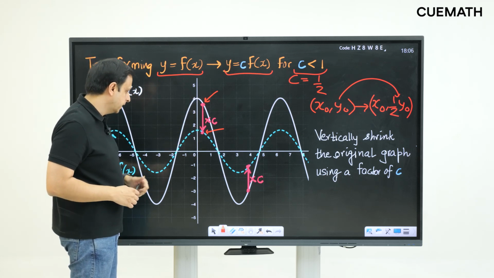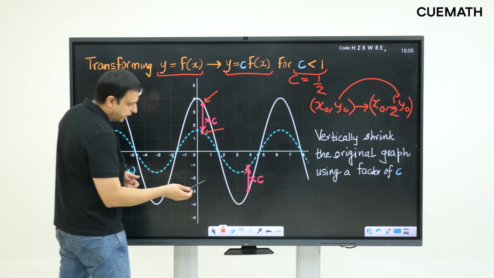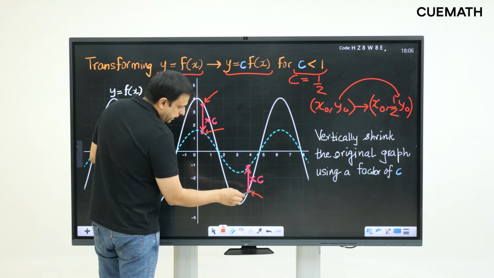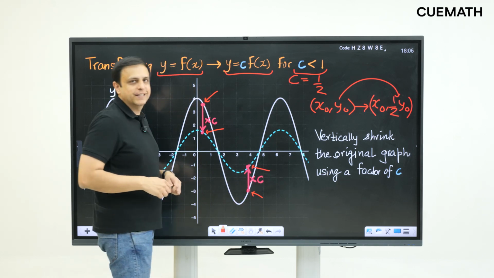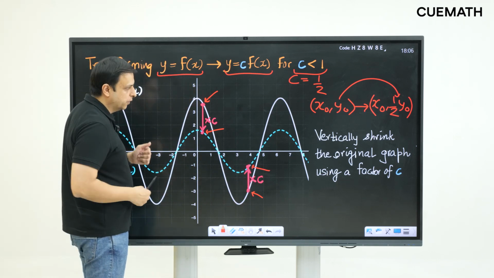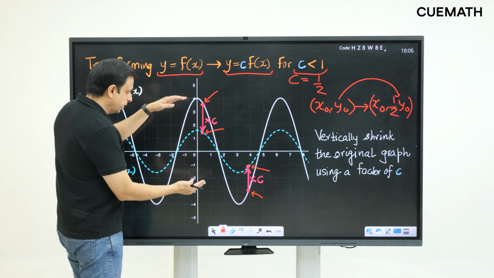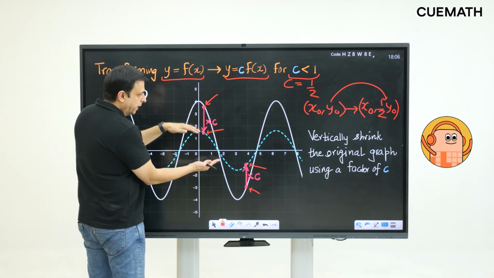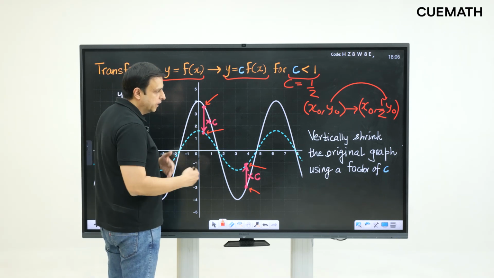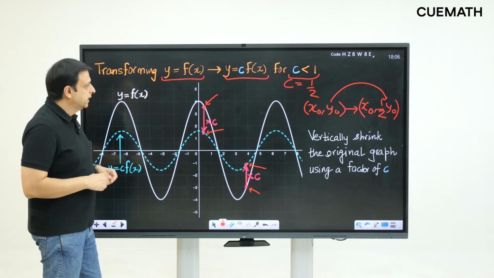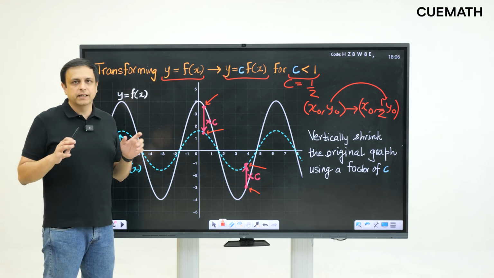So, it will come down in height. And similarly, if the original y coordinate is negative, then the new y coordinate will be less negative. So, it will come upward towards the x axis, and therefore, you will have this shrinking effect. A vertical shrinking will happen using a factor of c. So, that is the case for c less than 1.